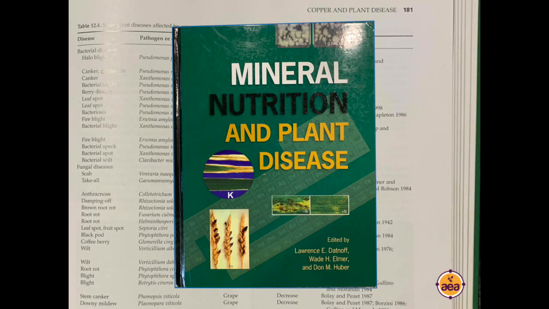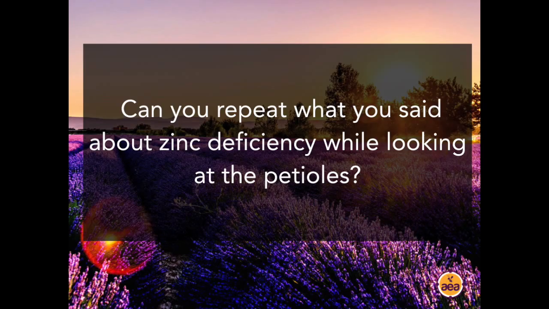Question here from Kenneth Peters. Hi, Kenneth. Can I repeat what I said about zinc deficiency while looking at the petioles?